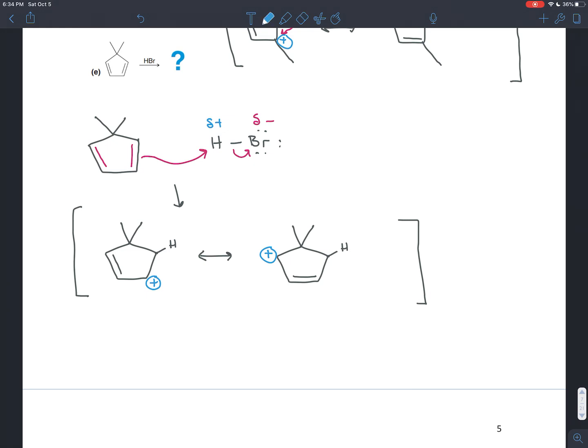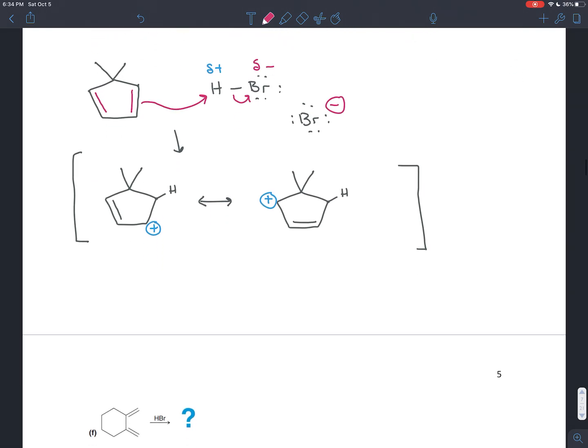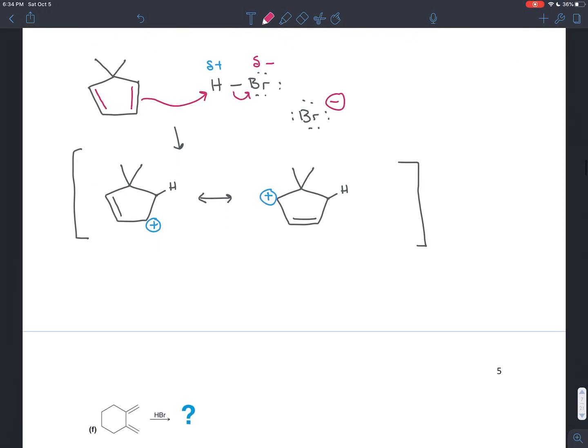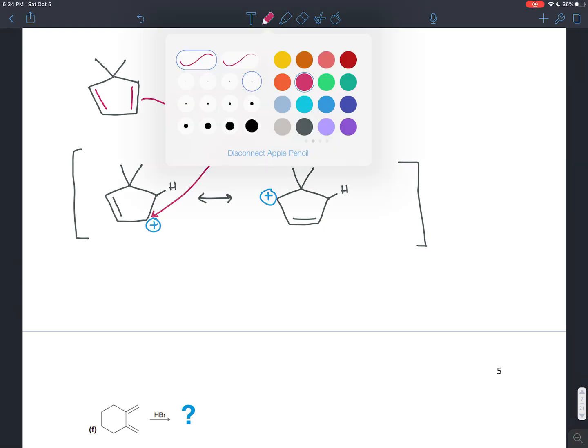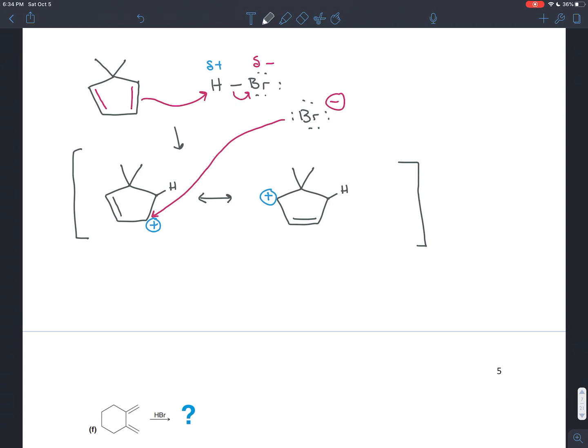So when hydrogen was attacked, bromine left. It had 3 lone pairs already. The 2 electrons in the bond became a 4th lone pair. And so now it has a full negative charge and is able to act as a nucleophile. And that nucleophile can attack either of the slightly positive carbons. It could attack the carbon that seems to have a positive charge in the left resonance structure there.